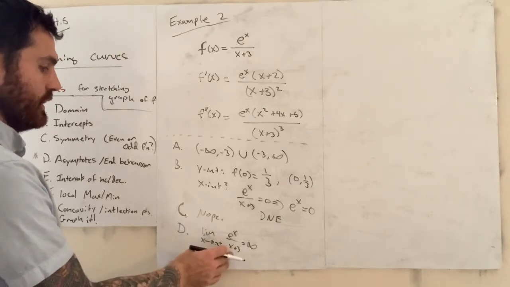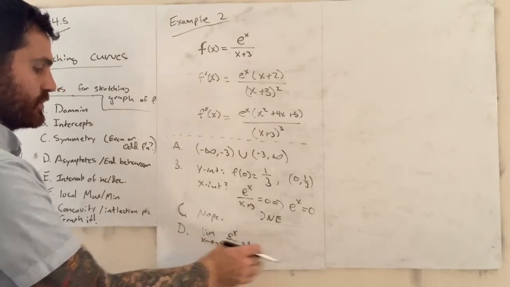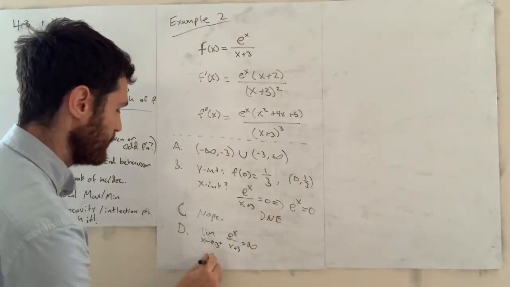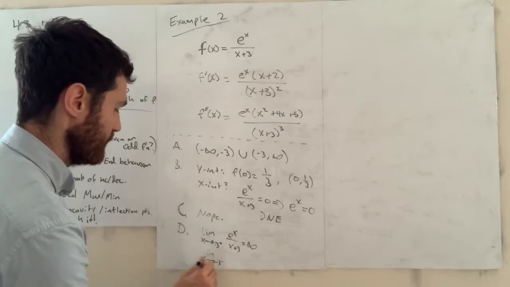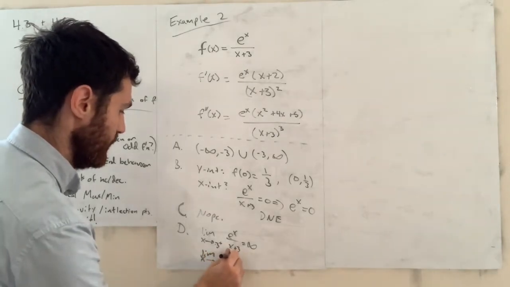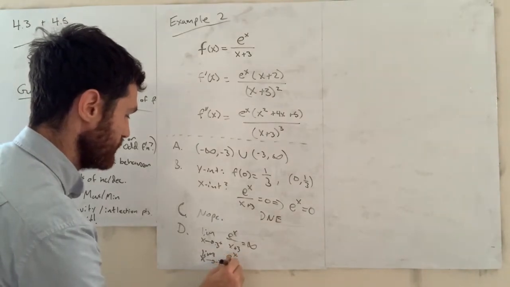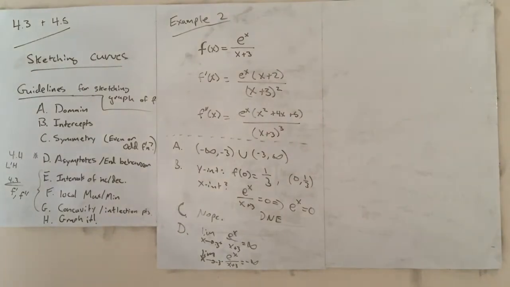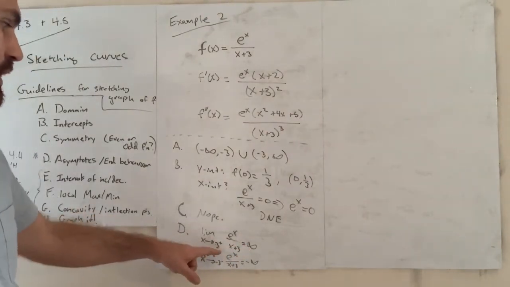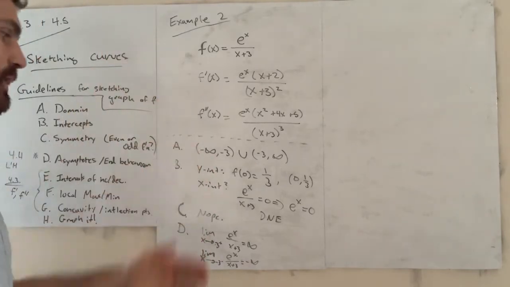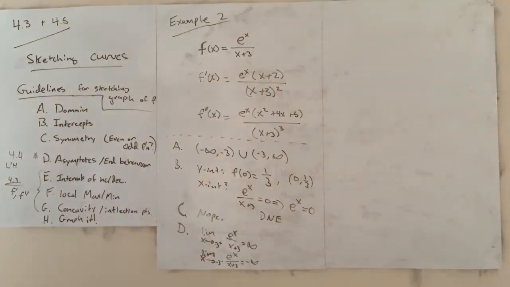So what we're doing here is approaching it from the right. And then, again, if you approach it in the other direction, negative 3 from the left, it's going to shoot in the other direction. So you're going to go out to negative infinity. So when we draw that, you're going to see an asymptote at x equals negative 3, and it's going to shoot in different directions on either side. Okay, what about end behavior?